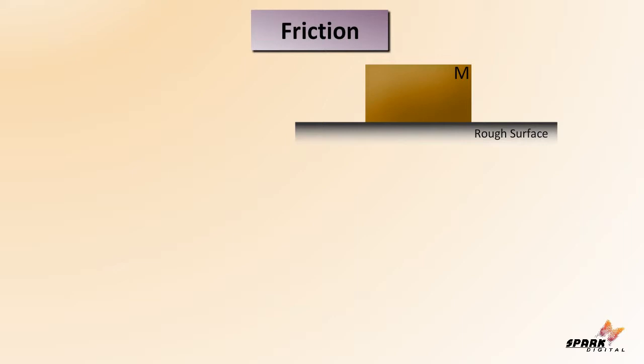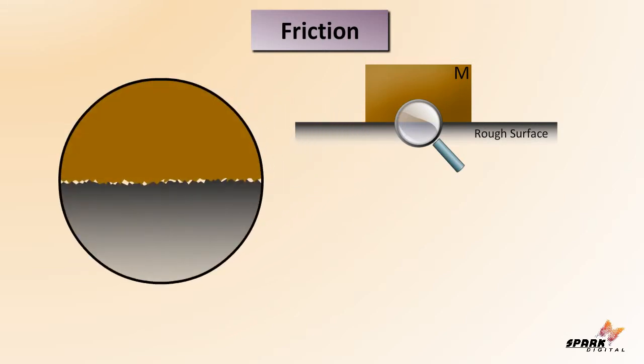When a block of mass m is placed on a rough surface, the irregularities of the block and the rough surface come into contact. These irregularities are not visible to the naked eye. Let us enlarge a small portion with the help of a microscope. Then we will be able to get a better picture. The surfaces of ground and block have lots of irregularities, therefore, they are not in contact at just one point.